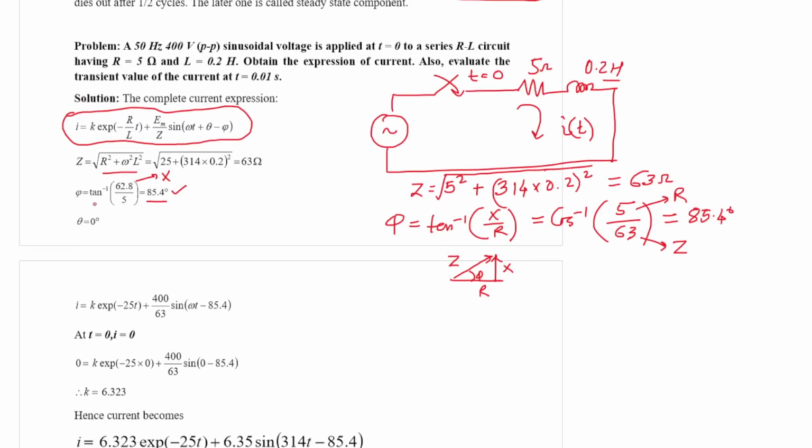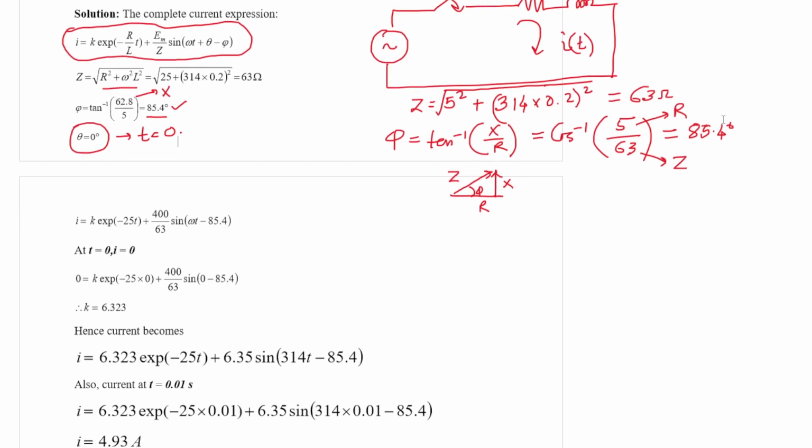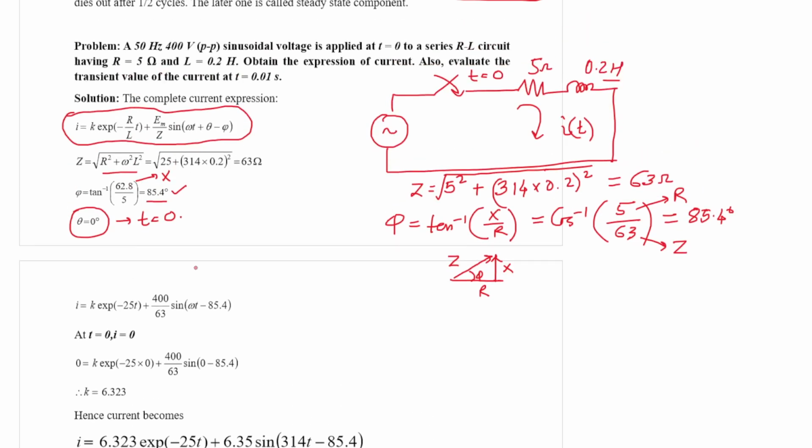Now let us consider theta equal to 0. We consider the switching time as equal to 0. If you substitute those values, now what will be the time constant? The total solution will include k into e to the power minus t by tau. Now what is tau? Tau is equal to L by R, which is 0.2 by 5.